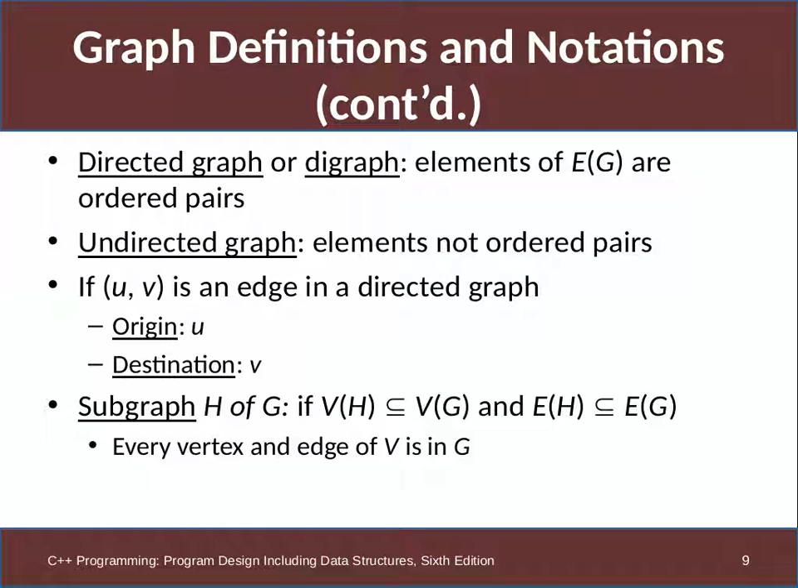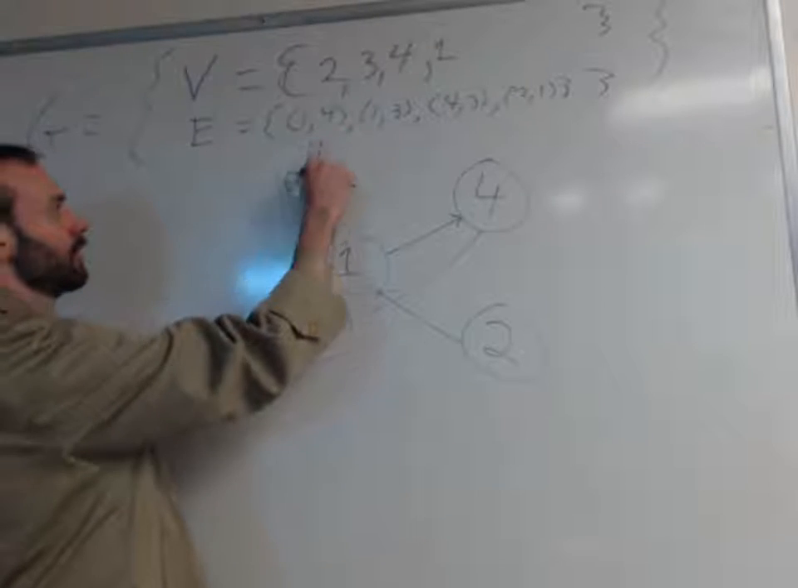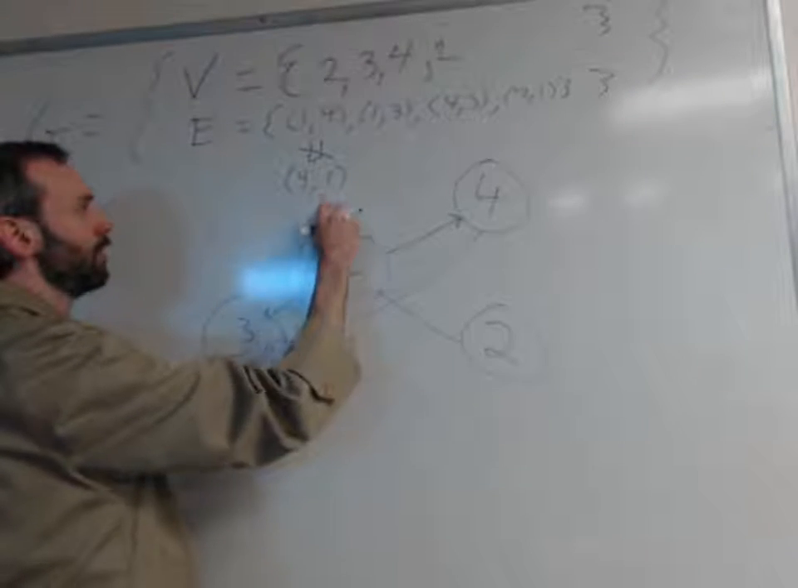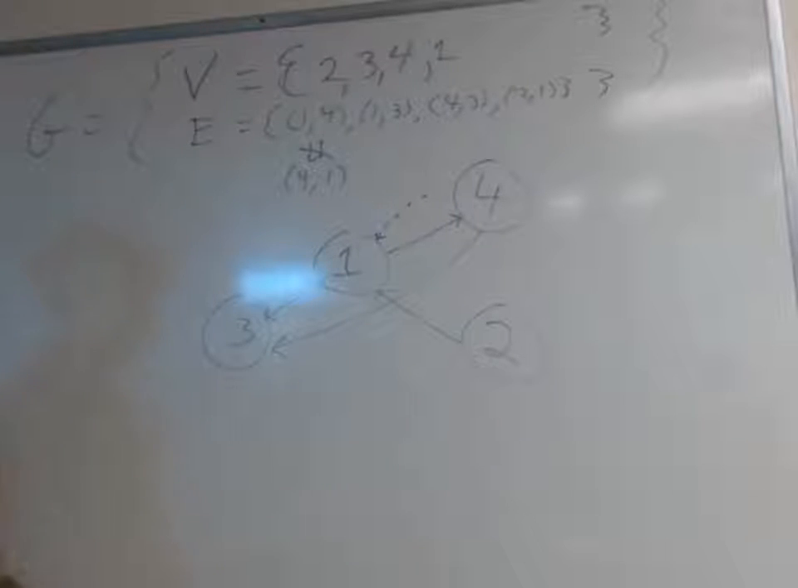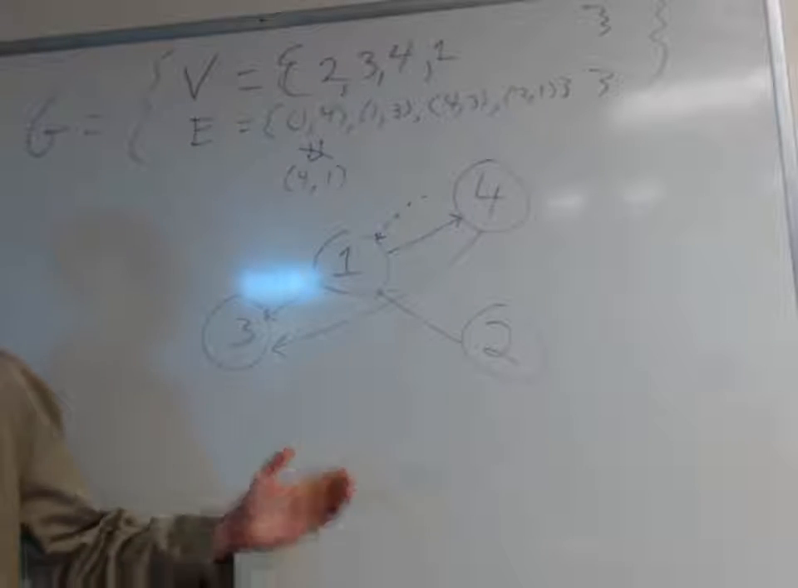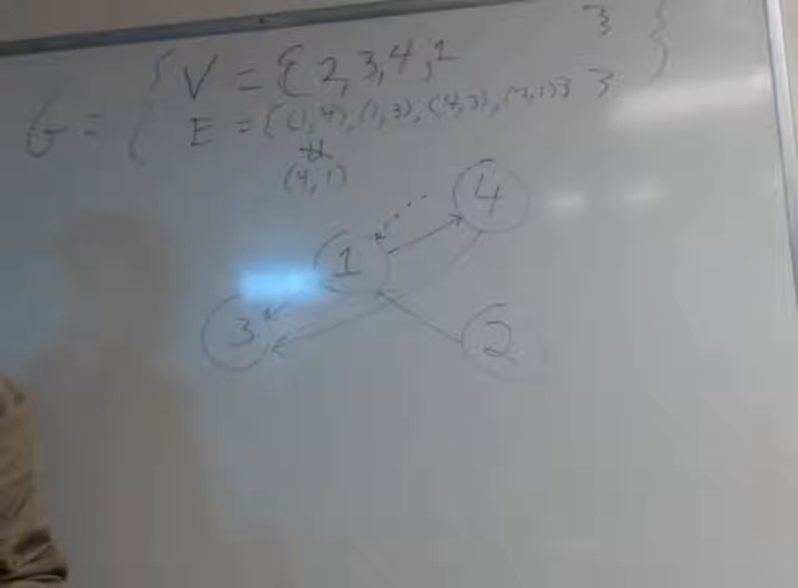I have drawn directed graphs because I put arrows, which means that 1 to 4 is not equal to 4 to 1 because there's no edge going back. In other words, 1 comma 4 does not equal 4 comma 1 unless I did this. So that would be a separate edge, which could be a part of that set.